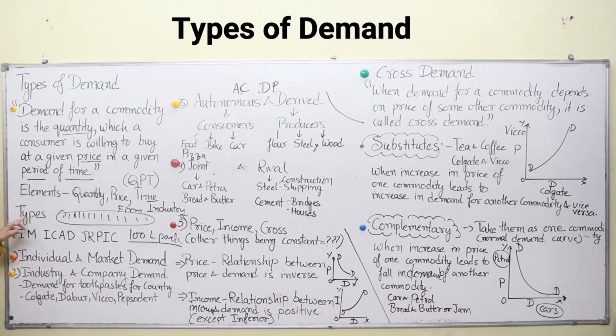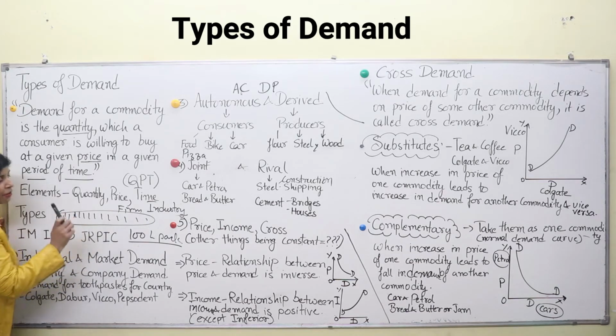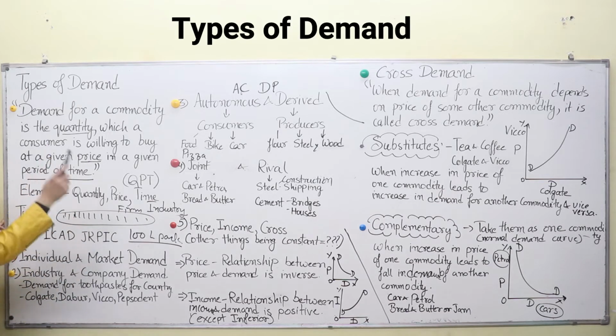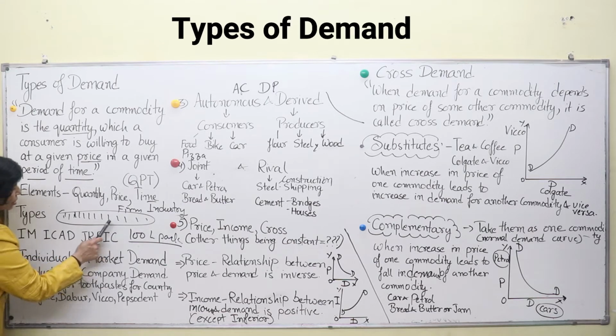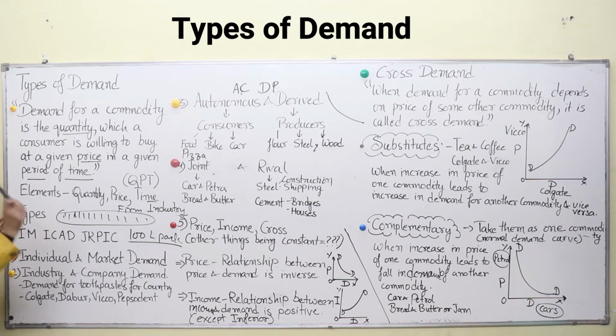So here, for types of demand, we have framed a code, that is IM, IC, AD, JR, PIC. You can say IM, ICAD, Junior PIC or JR PIC also. This will help you to memorize all the different kinds of demand. So here for IM we have individual and market demand. Then for IC we have industry and company demand. For AD we have autonomous and derived demand. For JR we have joint and rival demand. PIC means price demand, income demand, cross demand. Cross demand is really very important. We need to discuss it really very nicely.